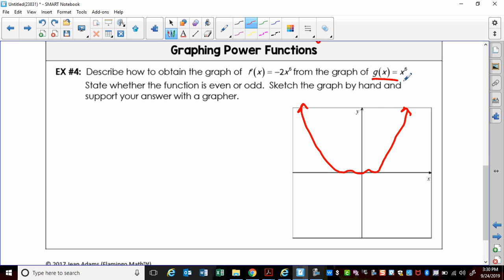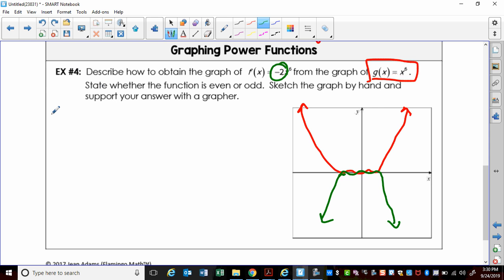This is the original one. Now, if we graph -2 x to the 6, it's going to look something like this. It might be a little bit more narrow, but like this. 1, 2, 3, 4, 5. Maybe I did too many, sorry. Something like this. This is my transformation because it's negative. The 2 just makes it go up quicker. It wants us to state whether the function is even or odd, sketch the graph, I did it, and support your answers with a graph.